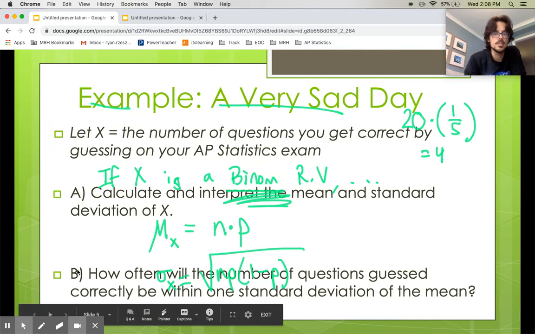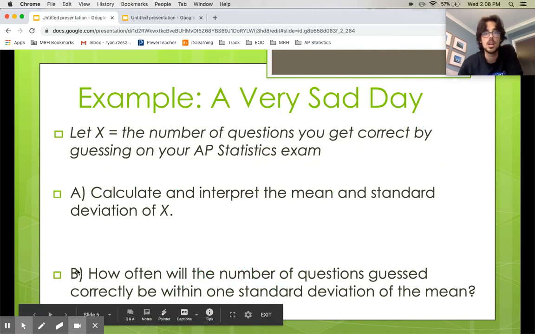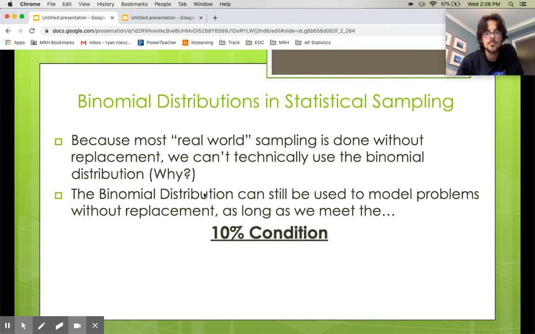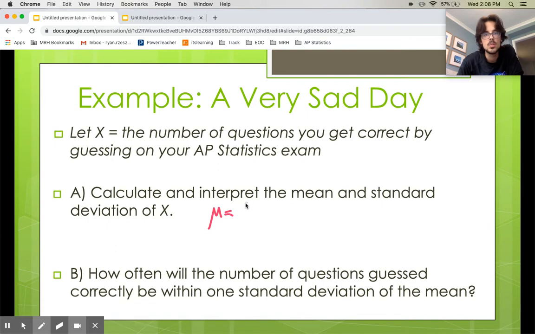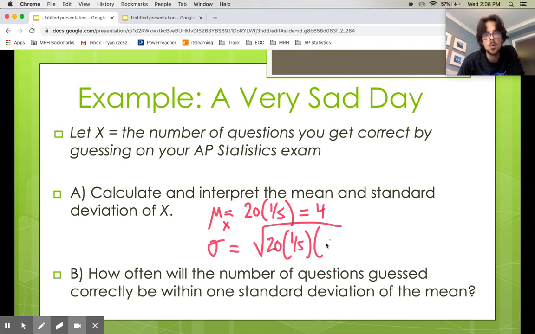So let's practice this in the context of what we just did with the exam questions. I actually already spoiled the answer for the mean. What I would do is just do 20 times a fifth, which is 4. And then for my standard deviation, basically just plugging and chugging right here, n times p times 1 minus p, or you could write 4 over 5 right there, and then you just plug and chug on the calculator to get your standard deviation.